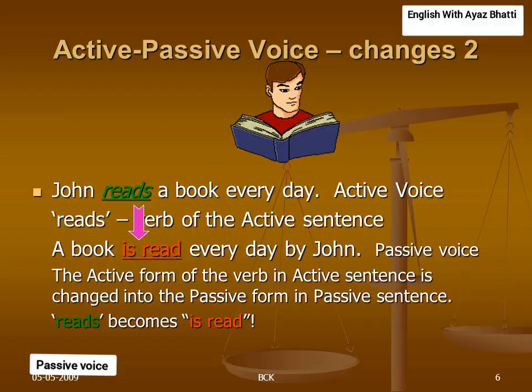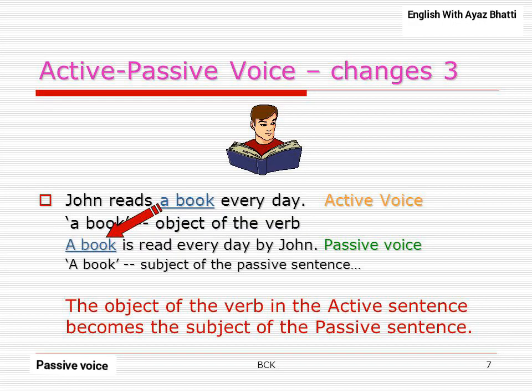Active passive voice, changes 3. John reads a book every day. Active voice. A book, object of the verb. A book is read every day by John. Passive voice. A book, subject of the passive sentence. The object of the verb in the active sentence becomes the subject of the passive sentence.